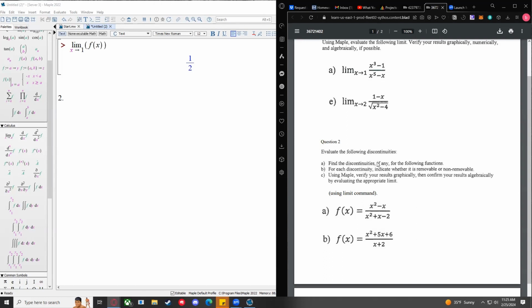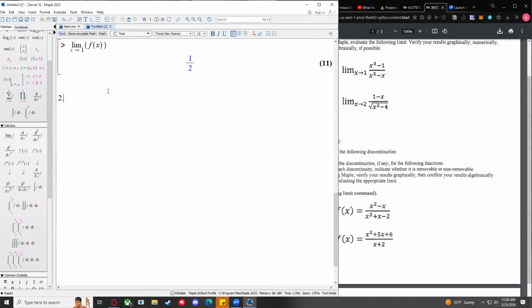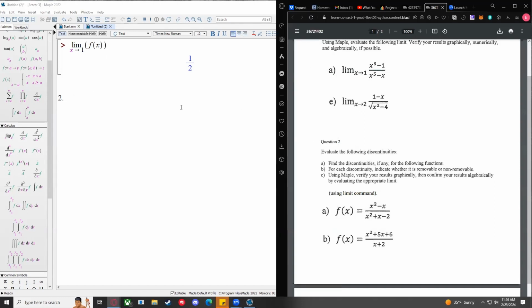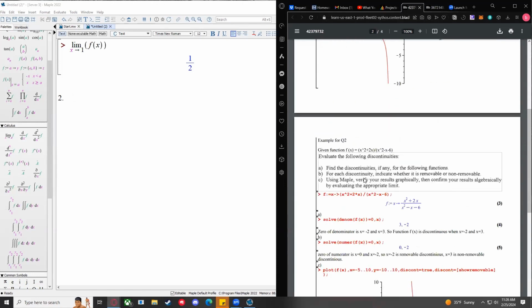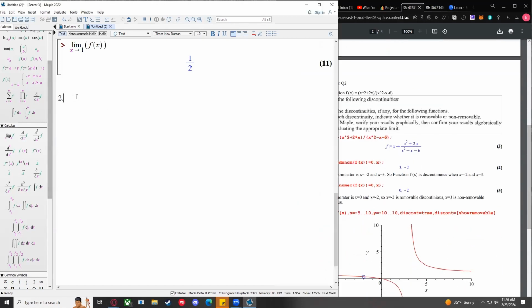Part C, kind of the same, because we do still want to graph it, but we get this extra little ask of use the limit command to solve any of those discontinuities to confirm that they're what we said we are. And so we're gonna tackle this first one here. I have the sample problem somewhere down here. We have f of x is x squared plus 2x.